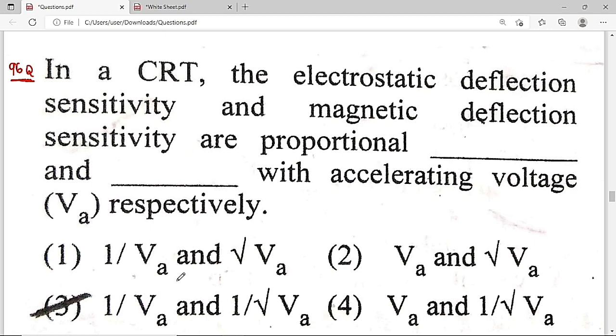So out of these four options, we can say the electrostatic deflection sensitivity is always directly proportional to 1 by VA, whereas the magnetic deflection sensitivity is always directly proportional to 1 by under root VA. VA is called the accelerating voltage. So let's solve this numerical. So option C is the correct solution of this question.